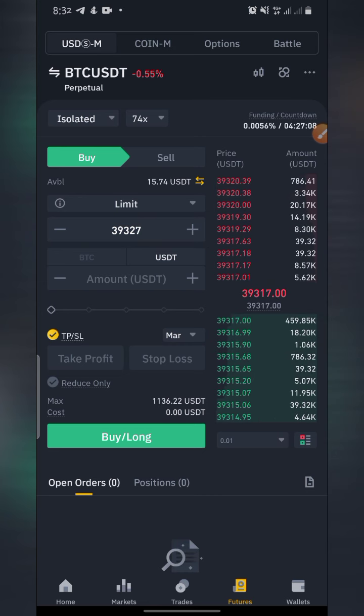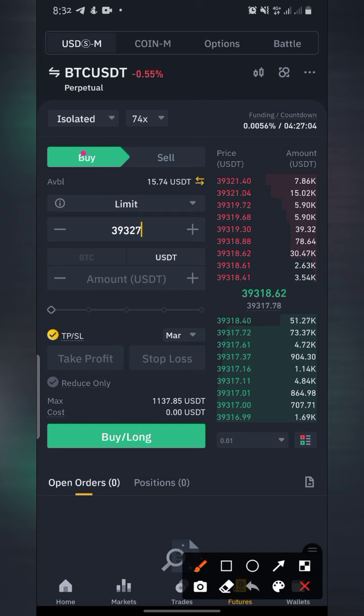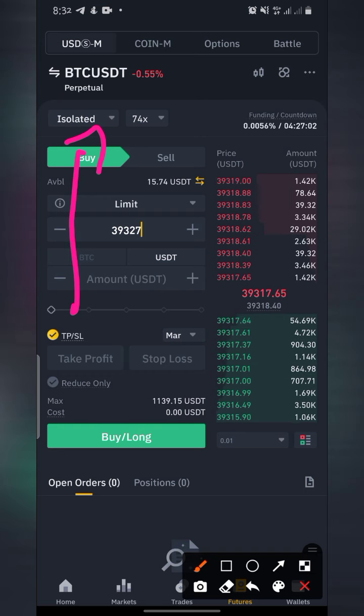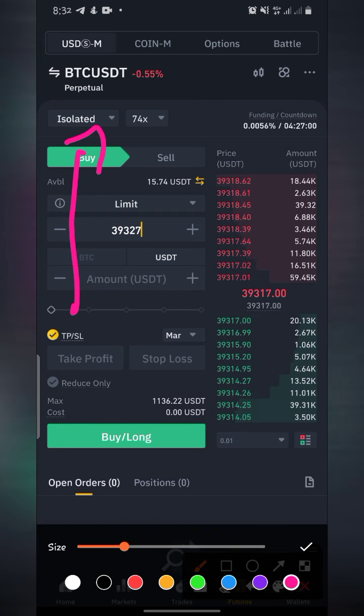So whenever you are trading, always make sure this option right here is what you choose. Always choose isolated, because it's always the best when it comes to trading.